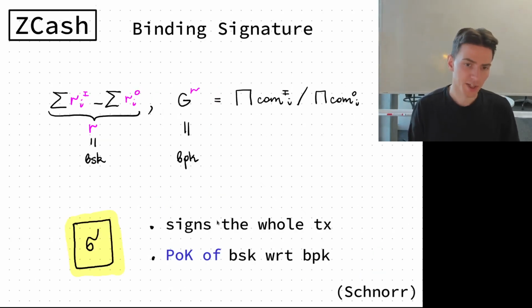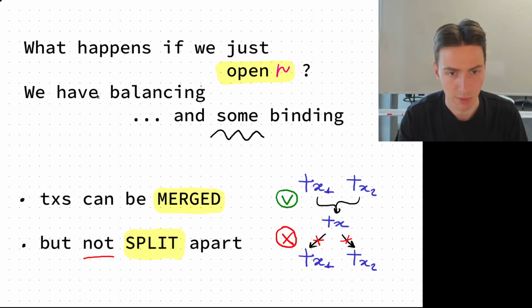And then what Zcash does is that it says we have this joint randomness r, and we have this g to the r. So this is a kind of binding secret key, and the right thing is the binding public key. Zcash provides a Schnorr signature, essentially the signature sigma on the whole transaction, proving the knowledge of BSK with respect to BPK. BPK is public, BSK is secret. This is how they solve it.